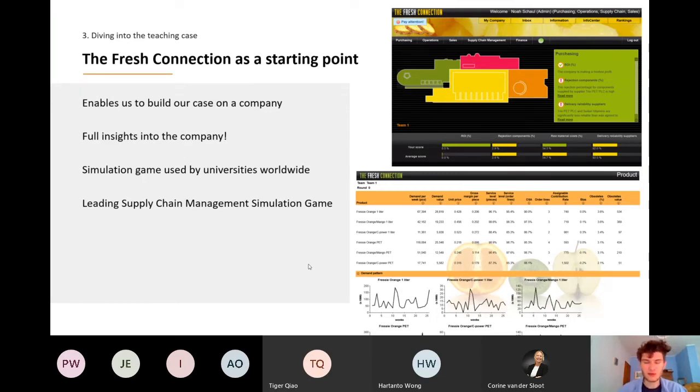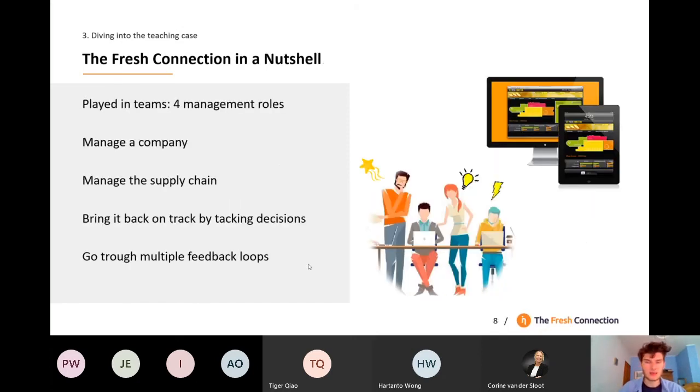And just for those of you who don't know the Fresh Connection, it's really a game that is used by universities worldwide. And since it's so fundamental to this case, I think it's nice to give a brief introduction to the simulation. So in a nutshell, the Fresh Connection is played in teams. Each student gets one management role: supply chain, purchasing, operations, and sales. And then these four students have to manage the company together by really organizing and managing the supply chain. So they start with a company in quite bad shape.